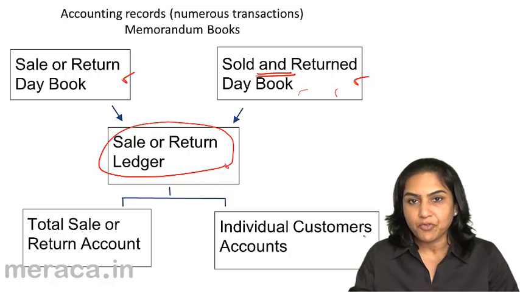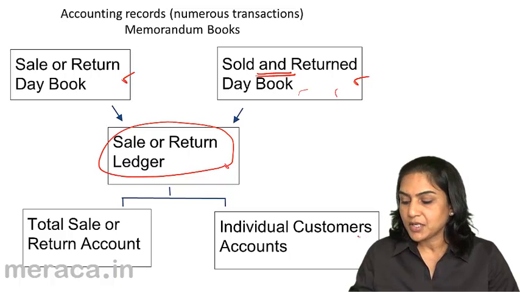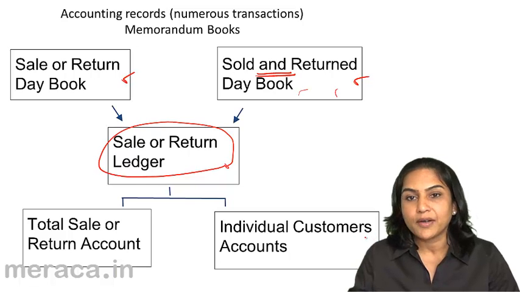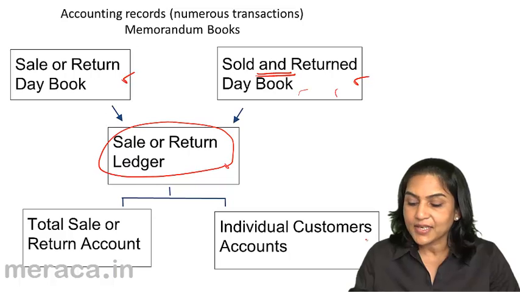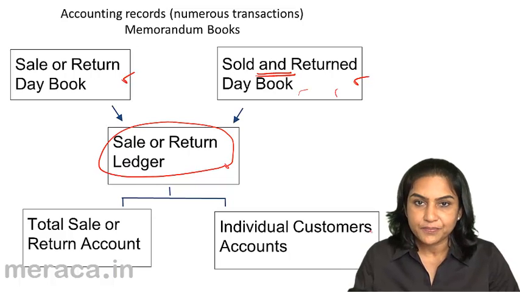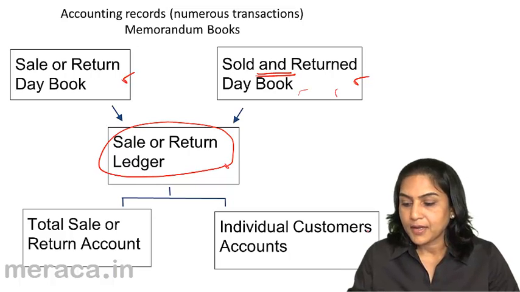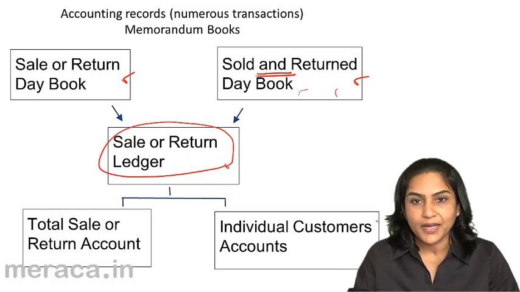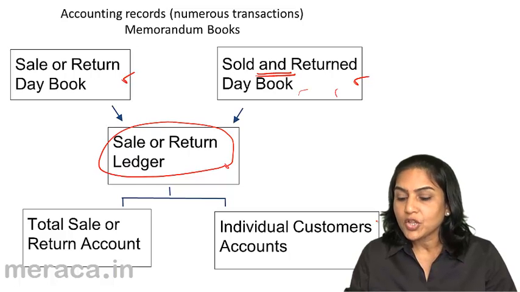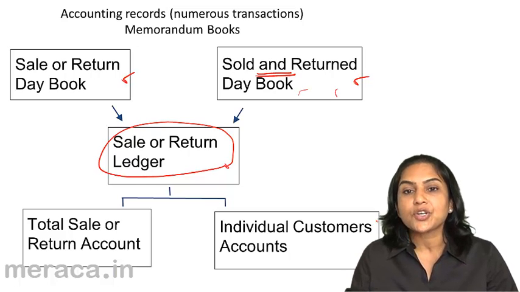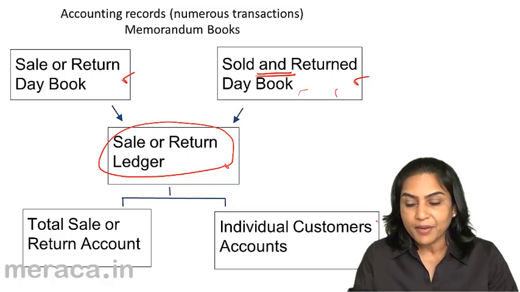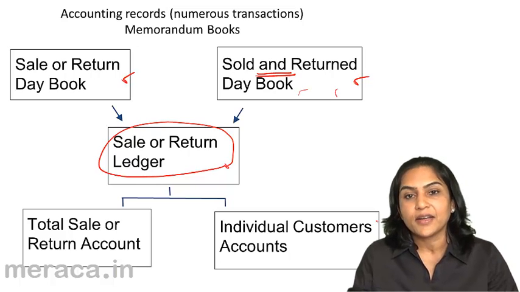So as we mentioned before, if we have 200 customers who are being sold goods on approval basis, we would have 200 customers accounts in the sale or return ledger. The entire construction is very similar to what we did in case of frequent transactions. The only difference being that instead of one goods on approval day book, we have two books, a sale or return day book and a sold and returned day book.